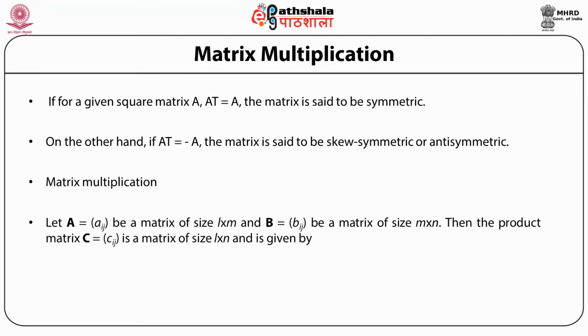Let A equal Aij be a matrix of size L cross M, and B equal Bij be a matrix of size M cross N. Then the product matrix C equal to Cij is a matrix of size L cross N and is given by C is equal to AB, which implies Cij is equal to the summation over k going from 1 to M of Aik into Bkj, where i takes up the values going from 1, 2 and so on till L, and j takes up the values going from 1, 2 and so on till N.